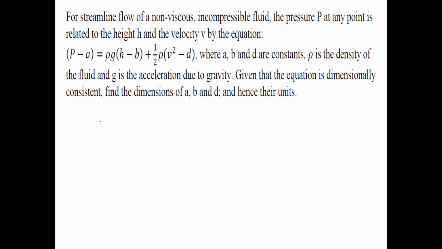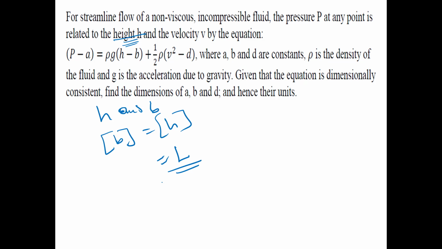So for B, we are still subtracting or adding, meaning that H and B have the same units. So if they have the same units, it means the dimensions of B is equal to the dimensions of H. And the dimension of H, they say that H is the height, and that is length. That means that is capital L. And hence the unit of B is a meter. The SI base unit of B is a meter, and that is all.